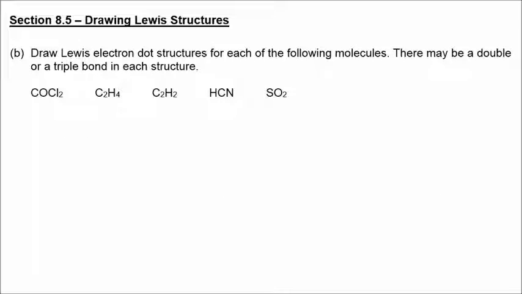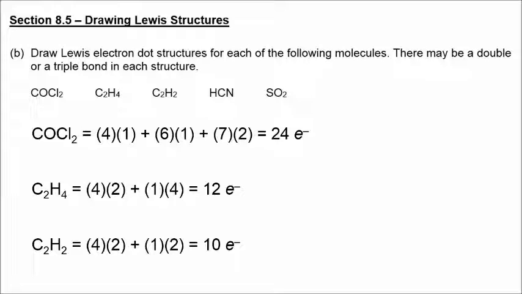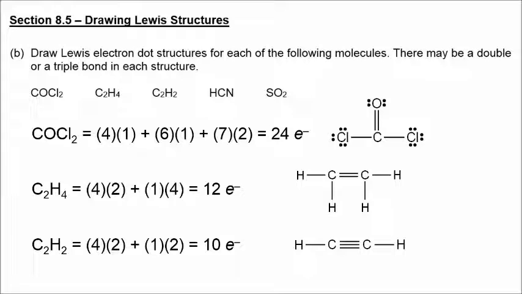Well, what happens if you have double or triple bonds? In this example with carbon, oxygen, and 2 chlorines, we have 24 electrons. With C2H4, we have 12 electrons, and C2H2, we have 10 electrons. I had to make a double bond between the carbon and the oxygen because I didn't have enough electrons to go all the way around. So there's a double bond. C2H4 has a double bond between the carbons, and C2H2 has a triple bond. Again, each atom has either a duet for hydrogen or an octet for things like carbon, chlorine, and oxygen.